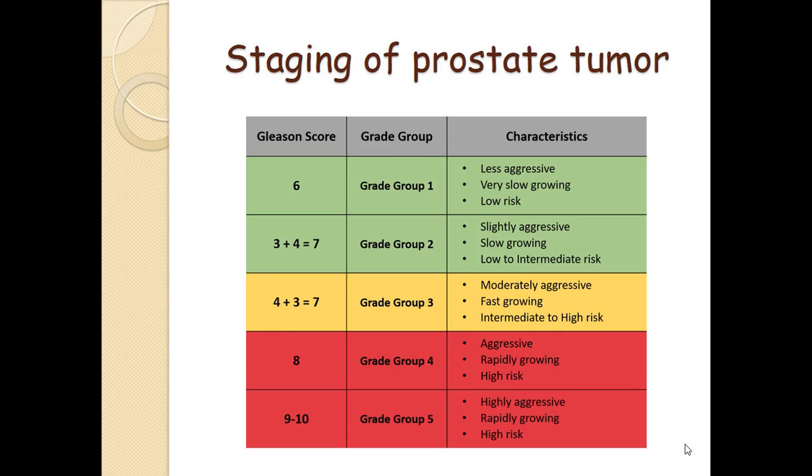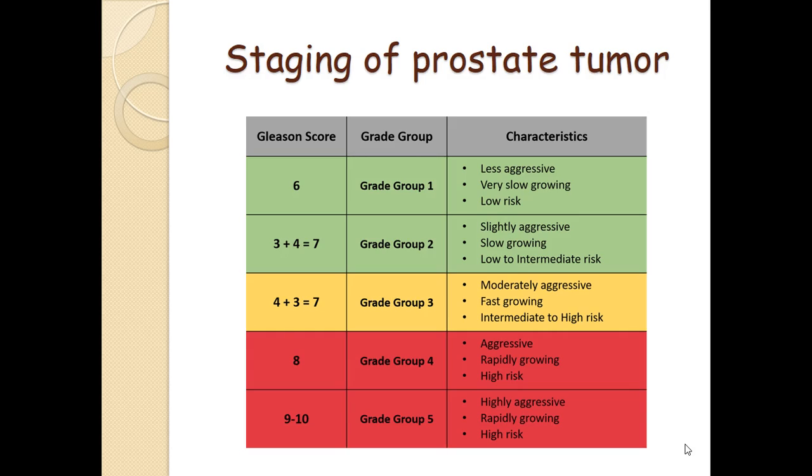And if the Gleason score is 8, these fall in group 4: very aggressive, rapidly growing, high risk. And if the biopsy score is 9 to 10, these fall in grade group 5, which is highly aggressive, rapidly growing and high risk. Shakil, how do we calculate 3 plus 4 and 4 plus 3 and 4 plus 4?